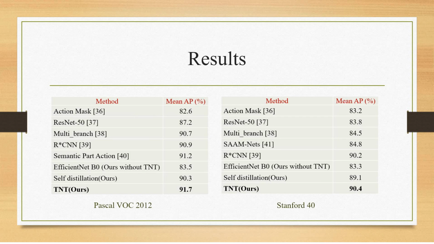At the end, we compared our method with other methods on action recognition in two main datasets in still images. First, Pascal VOC 2012, where, as you see, our method outperforms previous methods with 91.7% mean average precision, and on the Stanford 40 dataset it also outperforms them with 90.4% mean average precision.